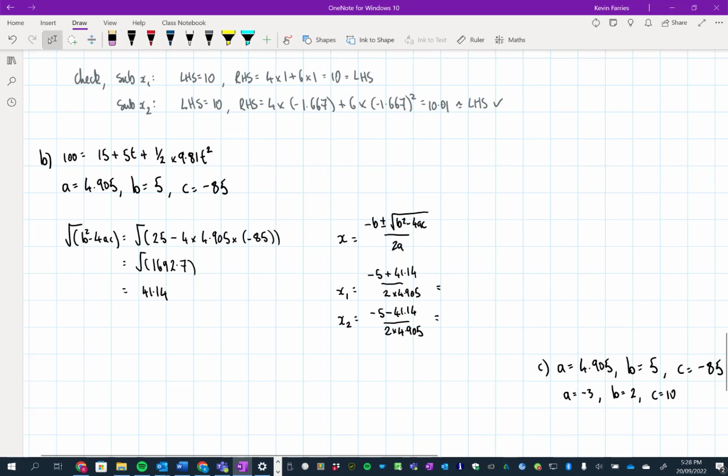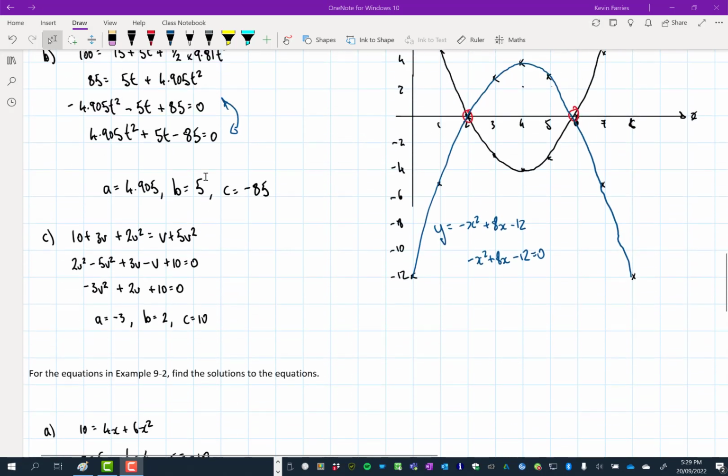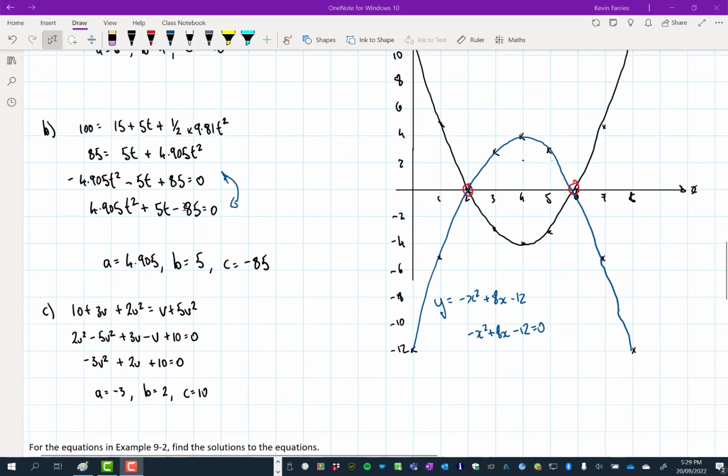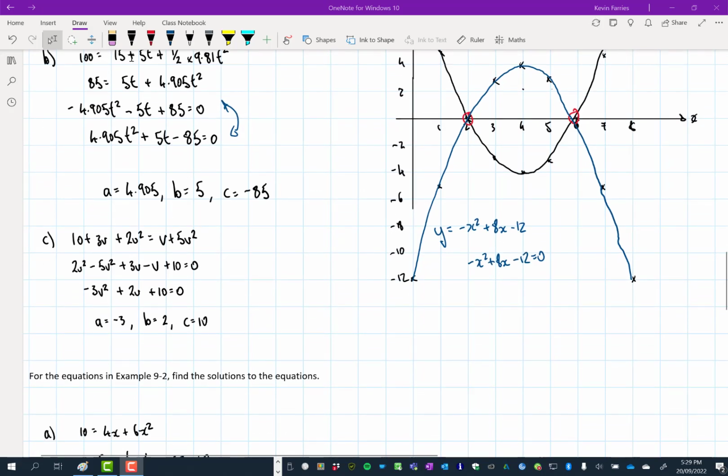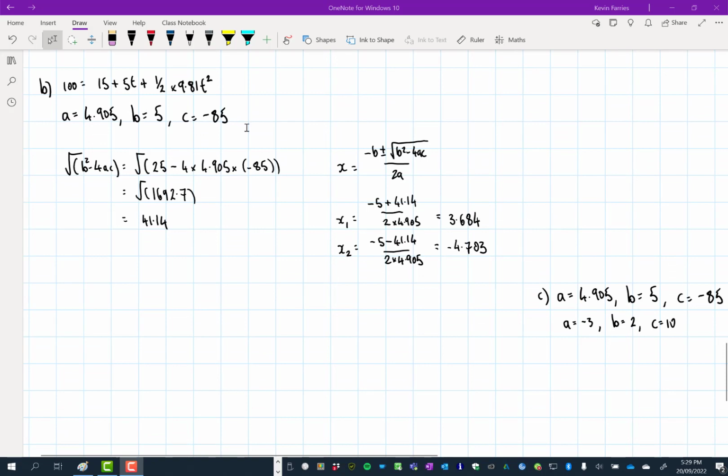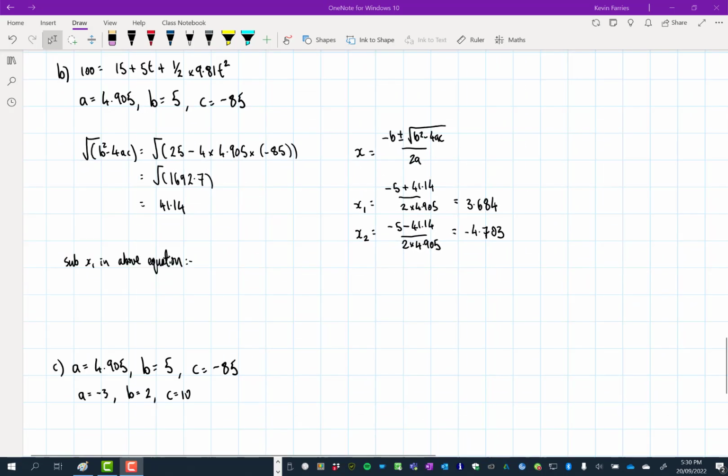I'll be right back. So I've got those two answers, just calculated those. And now all I'm going to do is check them. I'm going to take these values and put them back in the original equation. To be safe, I'm putting them in the original equation, not the one that I changed to find A, B, and C, because I might have made a mistake there. So I'm going to stick them back into that original equation and just make sure it works. I'll just pause it while I do that.